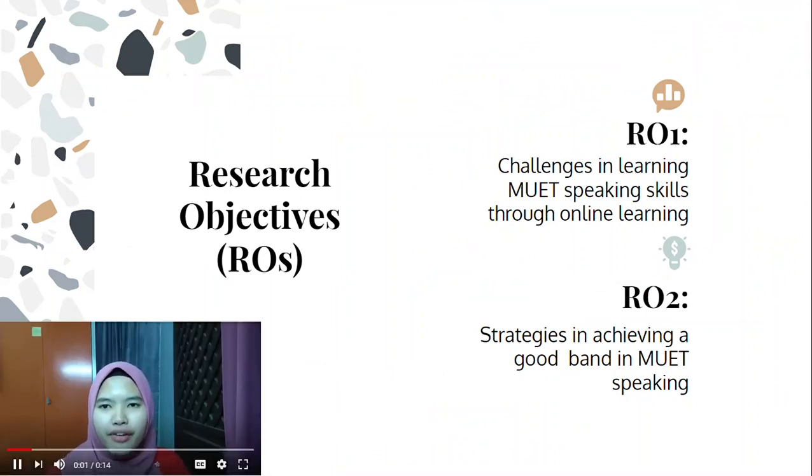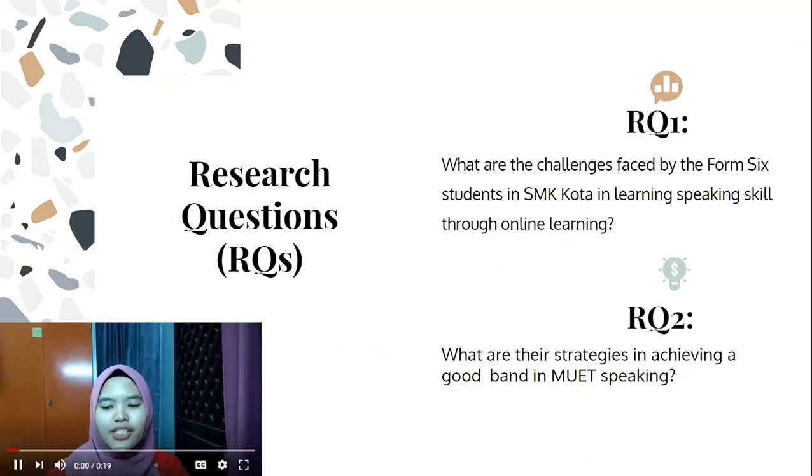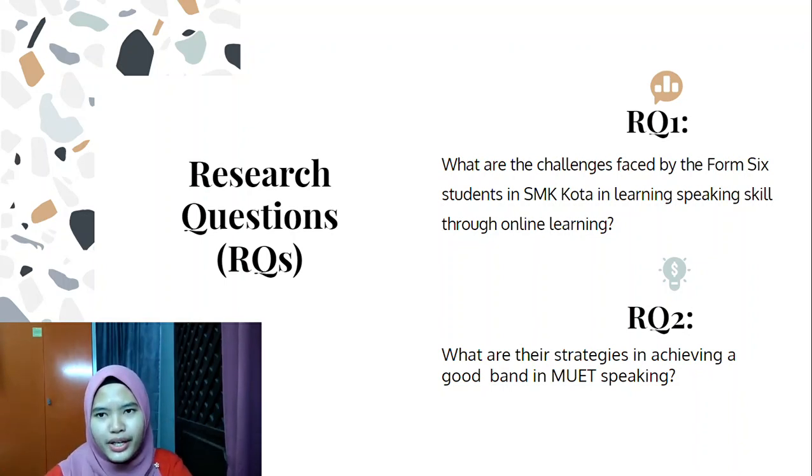From our research, we have come up with 2 objectives. The first one, challenges in learning MUET speaking skills through online learning, and the second objective is strategies in achieving a good band in MUET speaking. Our research questions are: the first one, what are the challenges faced by the Form 6 students in SMK Kota Baru in learning speaking skill through online learning? Our second research question is, what are their strategies in achieving a good band in MUET speaking?